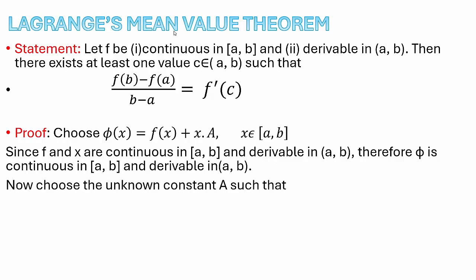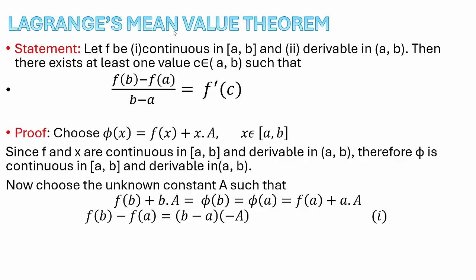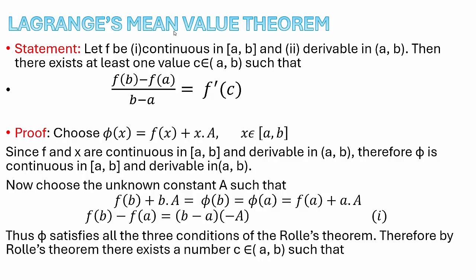Now choose the unknown constant a, we shall try to find it. Suppose that phi of b equal to phi of a. Then we will get f of b plus b into a equal to f of a plus a into a. From this, we can write that f of b minus f of a equal to (b minus a) into minus a. Thus, phi satisfies all the three conditions of Rolle's theorem.